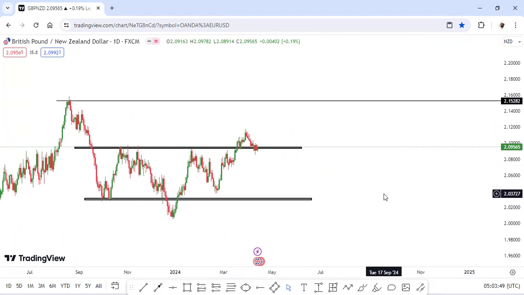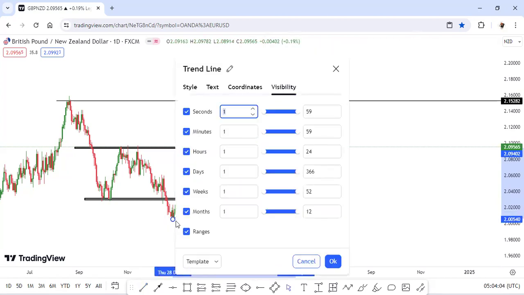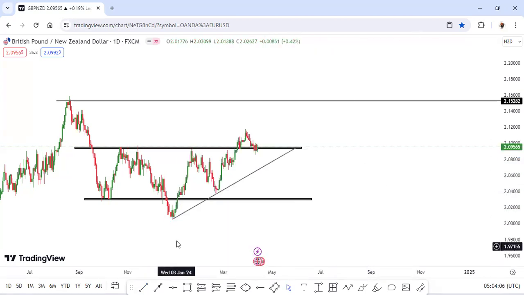One, I've checked my monthly. Second, I've checked my weekly. Third is also confirming to me that the market wants to go higher. Then what I do next is I pull out my trend line. I draw my trend line from swing low to the next swing point. Then I adjust it properly.